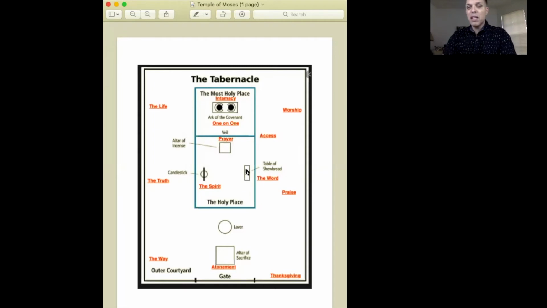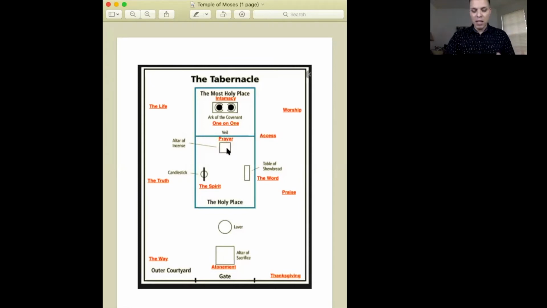Now, there would have been approximately 6 loaves on one side of it, 6 loaves on the other, representing the 12 tribes of Israel. And each loaf would have represented the word, which is Jesus, the sustenance. He is the bread of life. And then as you go closer to the Holy of Holies, or the most holy place, there would have been a veil curtain separating this area.